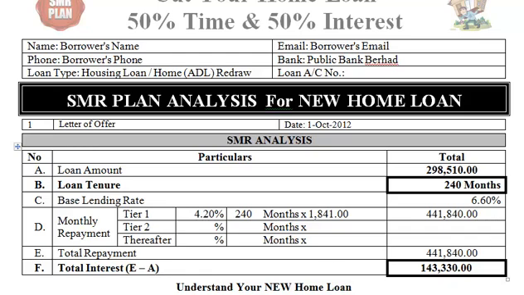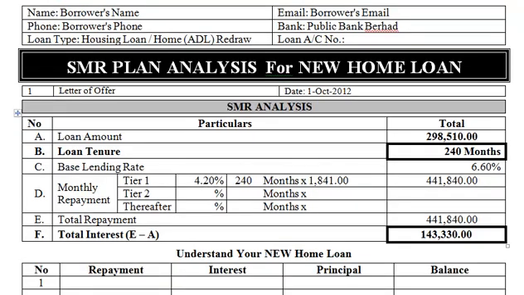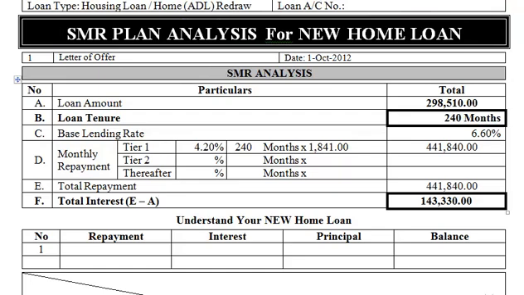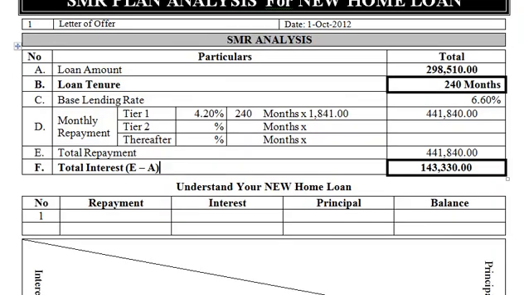Ladies and gentlemen, look at B and F, which is the loan tenor, we call it time, and total interest, we call it the interest. And we are going to show you how we can cut half of the time and half of the interest, which is 50% time and 50% interest. But before that, we need to show you how to understand your new home loan.